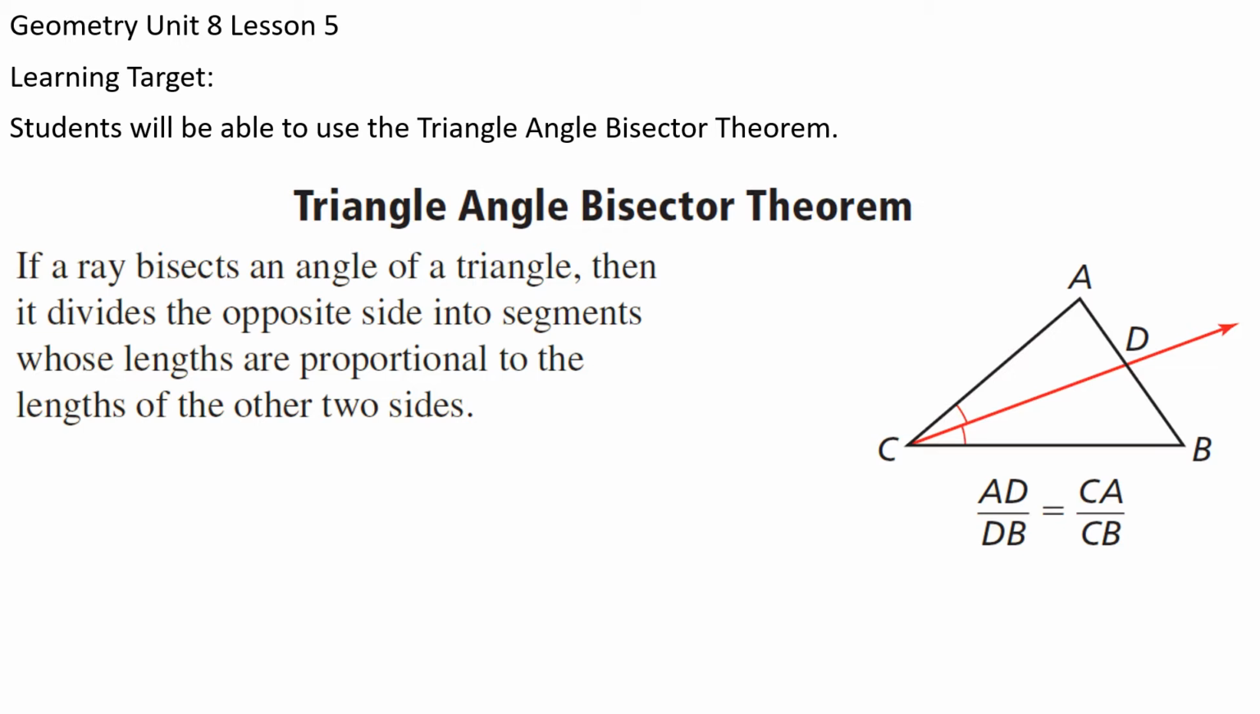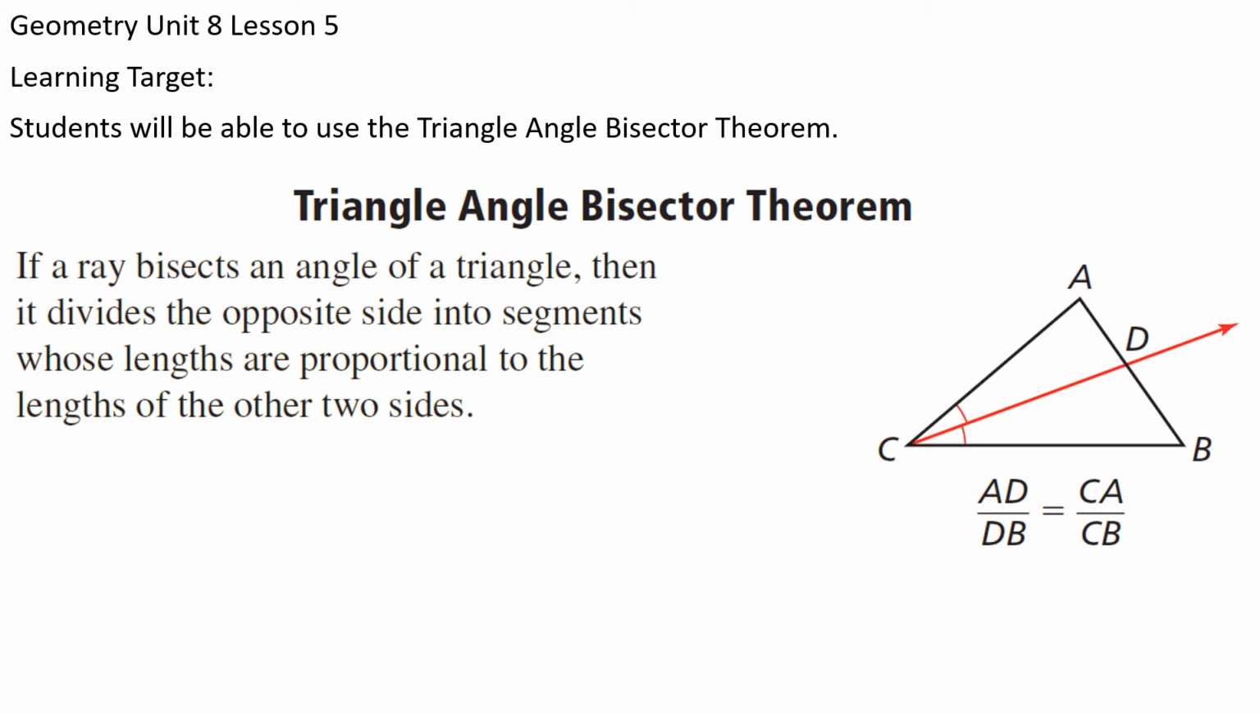Triangle angle bisector theorem. If a ray bisects an angle of a triangle, then it divides the opposite side into segments whose lengths are proportional to the lengths of the other 2 sides.